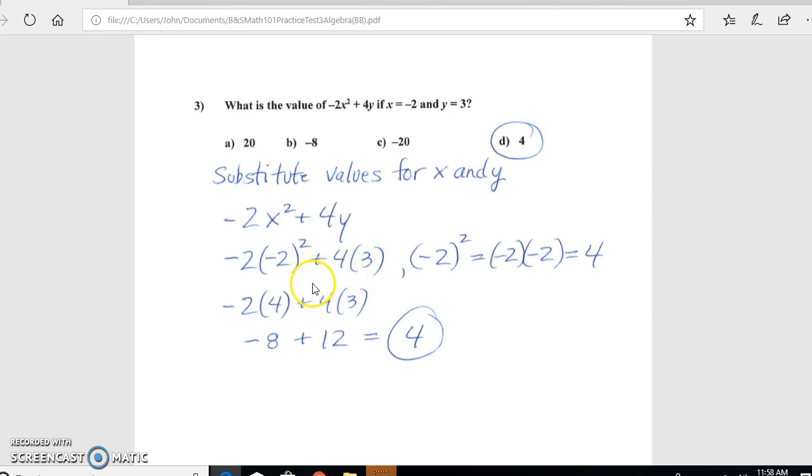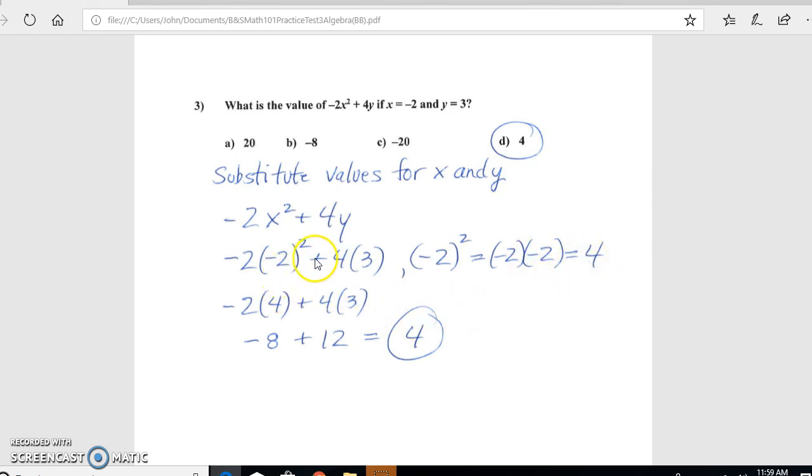So I'm always doing PEMDAS, and I have nothing in the parentheses that I can solve, but I do have an exponent right here, and I've calculated that over here. Minus 2 squared is going to be minus 2 multiplied by itself, which is going to give me a positive 4. Same signs give me a positive in multiplication.